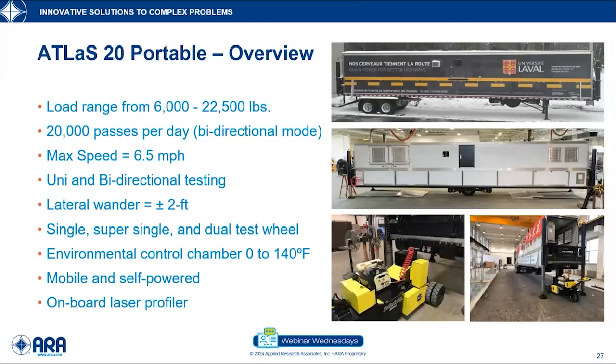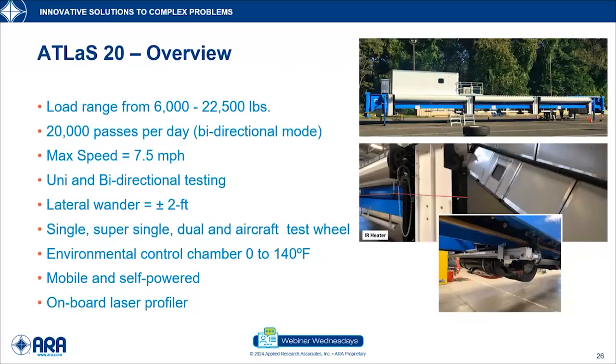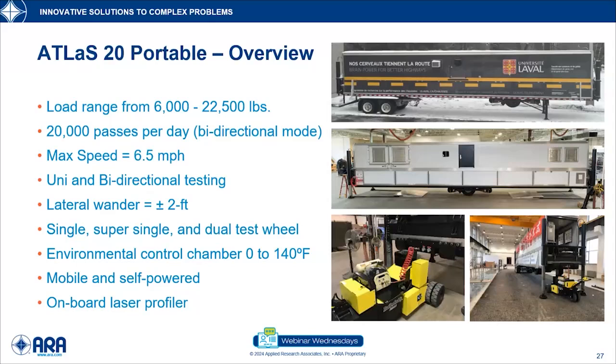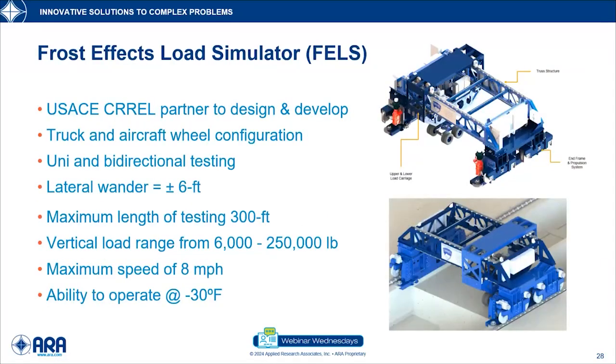The Atlas 20 portable has very similar features to the Atlas 20, but it's shorter. What I missed to mention is that the Atlas 20 can actually test two test experiments at once, around 20 feet of constant speed zones, whereas the Atlas 20 portable can only apply one section at a time with a slightly reduced speed of around 6.5 miles per hour, but it can also do wandering and so on. As you can see from the slide, it can be taken from site to site, inside a building or outside, as a self-portable unit.